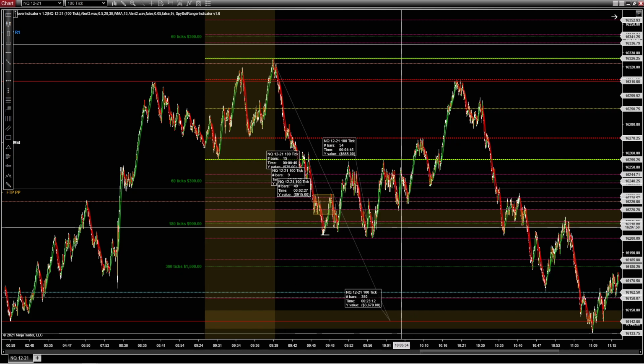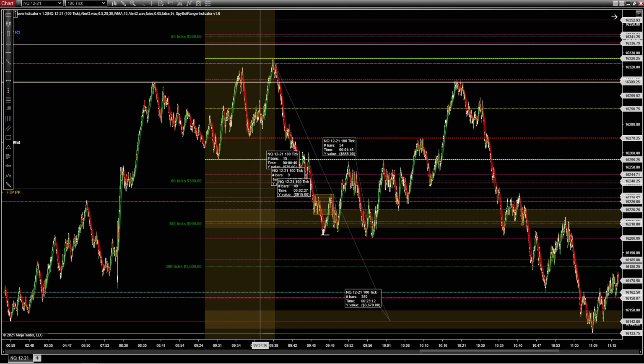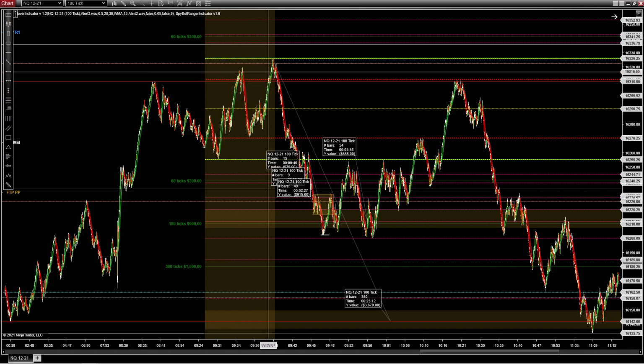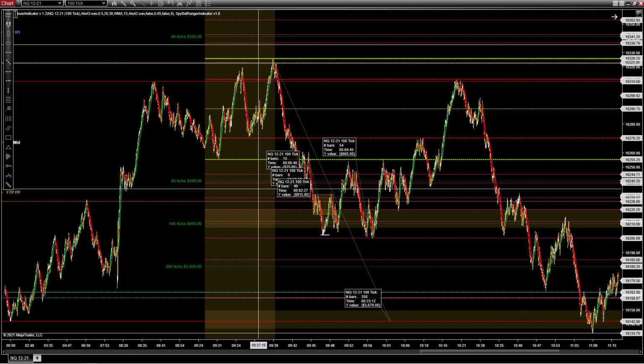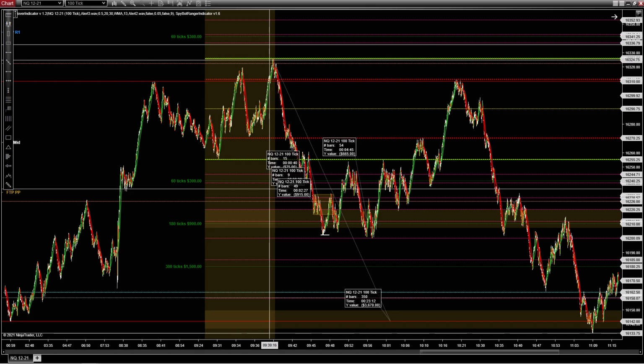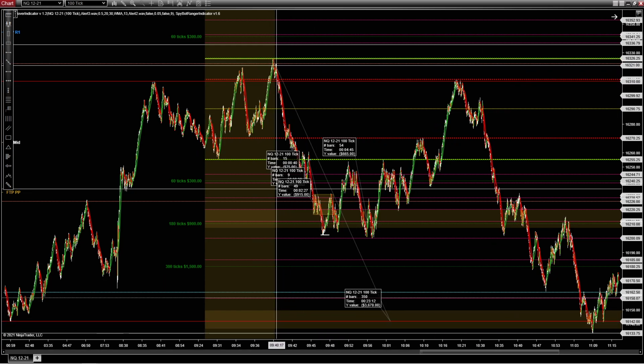We can assume based off of the open range here and being the pre-market high here, we're pretty well probably 90%. I don't know if it's the right percentage, but probably 90% sure that it's going to come down. So maybe you got in right there.